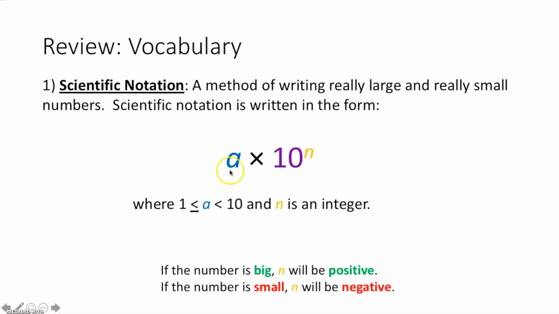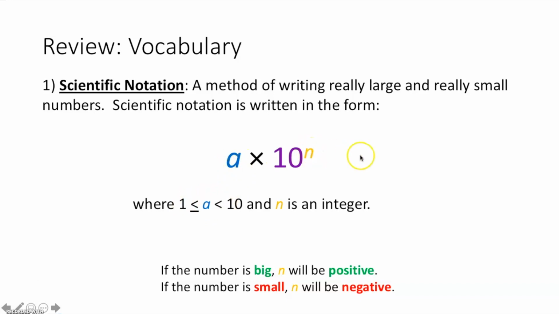Next thing we're going to talk about is scientific notation. So scientific notation is a method of writing really large and really small numbers. Scientific notation is written in the form a times 10 to the nth power, where 1 is less than or equal to a, which is less than 10, and n is an integer. So when you're converting a number into scientific notation, this number in front has to be greater than or equal to 1, but less than 10.